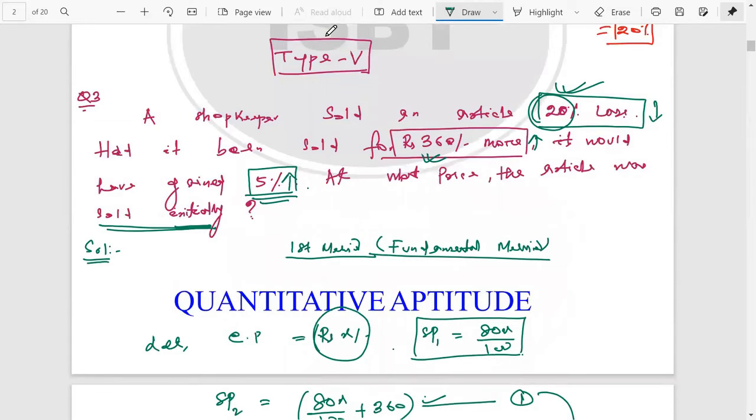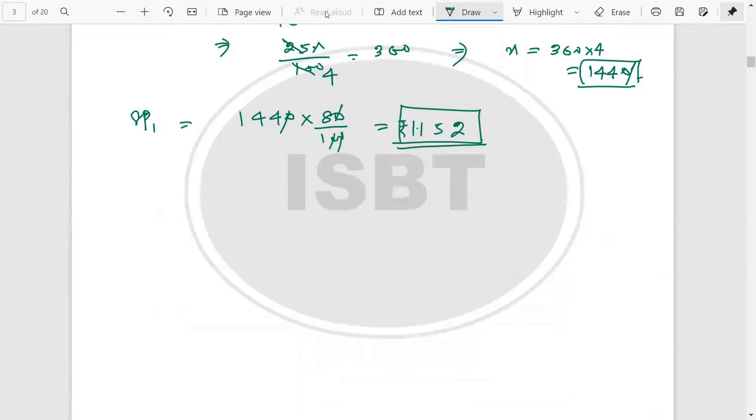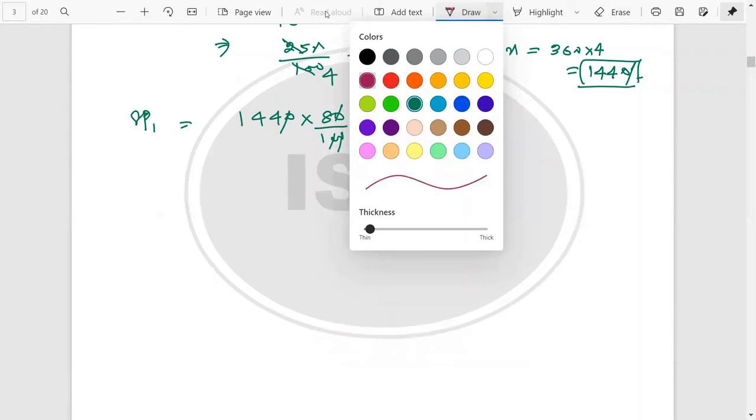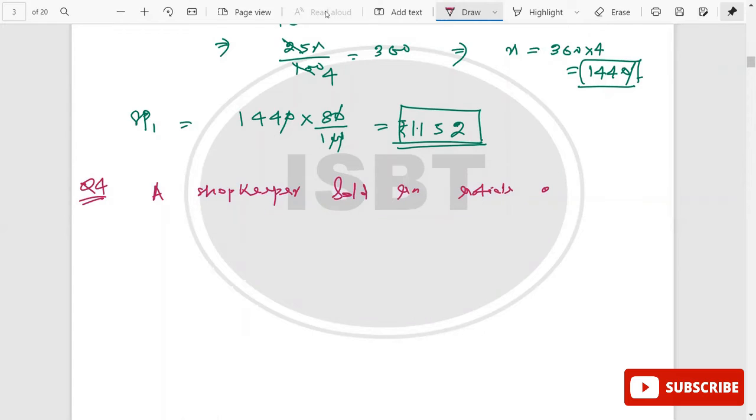Okay. This is the third question of type 5. Now start the reverse question. The shopkeeper sold an article at a 20% loss.